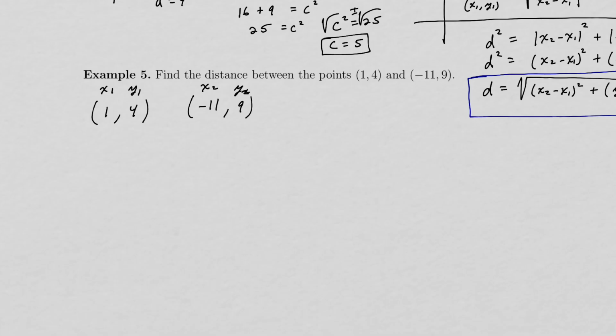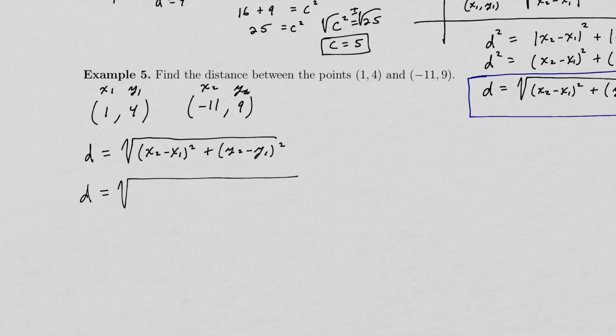Remember, I'll write it one more time. We just derived it. This is going to be the square root of x2 minus x1 squared plus y2 minus y1 squared. So if I plug in, this is going to be negative 11 minus 1 squared plus 9 minus 4 squared. And then if I work this out, negative 11 minus 1 is negative 12, so this is negative 12 squared.